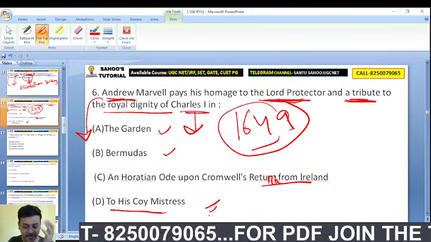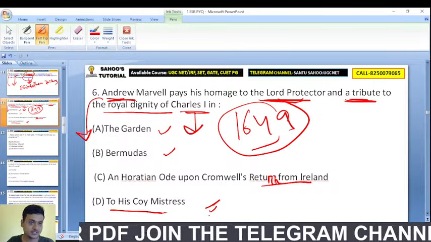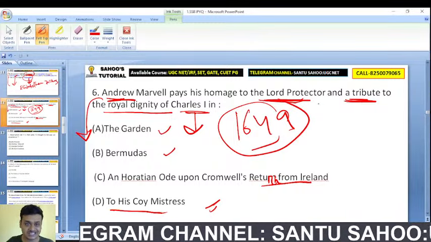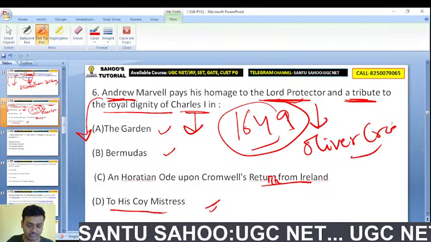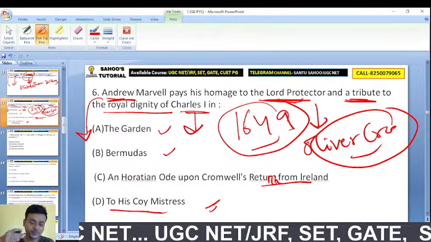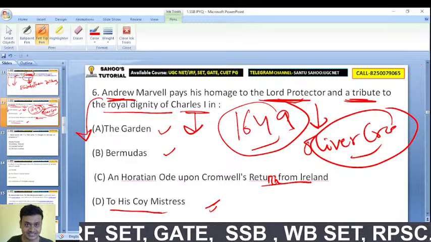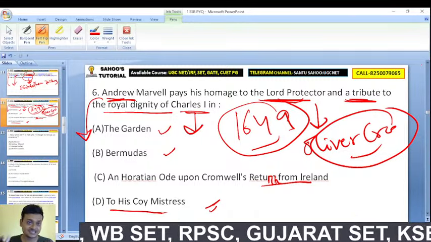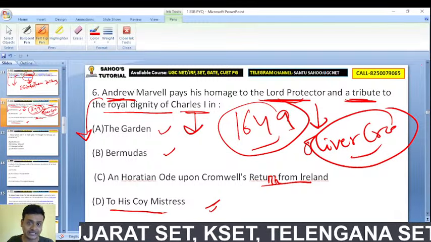Here, Andrew Marvell, the 17th century metaphysical poet, is actually paying homage to the Lord Protector. Who is the Lord Protector? It is Oliver Cromwell. He was ruling during the interregnum period, from 1649 to 1660. Exactly, Pradeep, and Arko as well. From 1649 to 1660, this was the time span of Oliver Cromwell, the interregnum period.